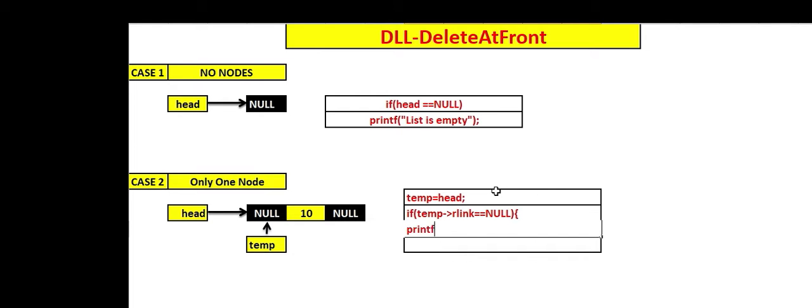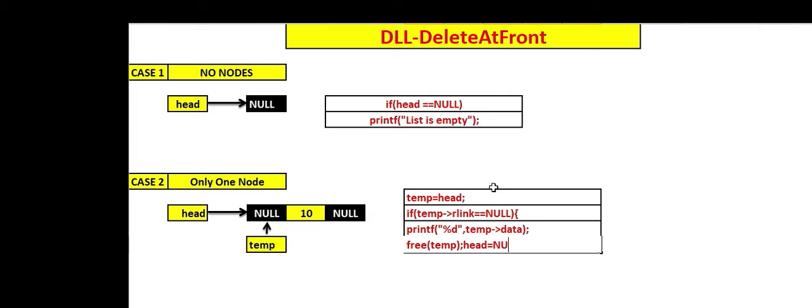First, we will print the data. So it will print where temp is pointing to, the data of that part, temp's data. Once it is done, we are going to free the temp, as well as we are going to make the head equal to null. So these are the things we need to do whenever it has got only one node. Otherwise the problem of dangling pointer will happen.